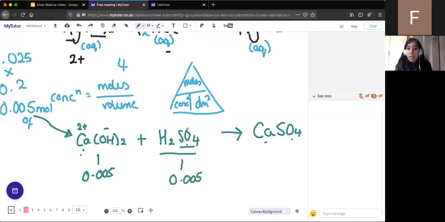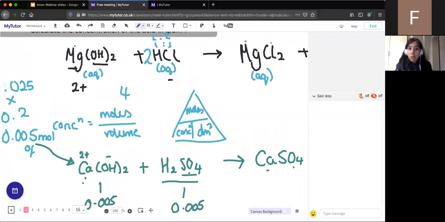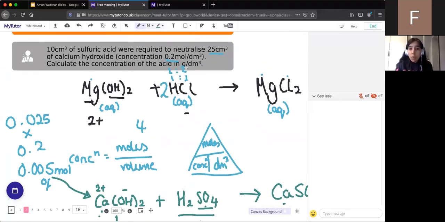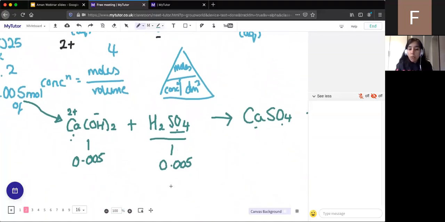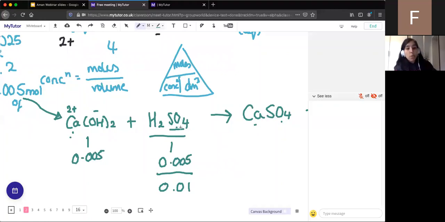So then the next step is we want to calculate the concentration of sulfuric acid, as it said in the question. We will note that it says grams per decimeter cubed. At the moment, let's just do it in moles per decimeter cubed, and then we'll convert to grams per decimeter cubed in just a second. So we've got a volume of sulfuric acid as 10. So remember that concentration equals moles over the volume. We've got the number of moles, so we divide by the volume. The volume is in centimeters cubed, so we need to divide by 1,000 to get it in decimeters cubed. And it's going to be 0.01. So 0.005 divided by 0.01.